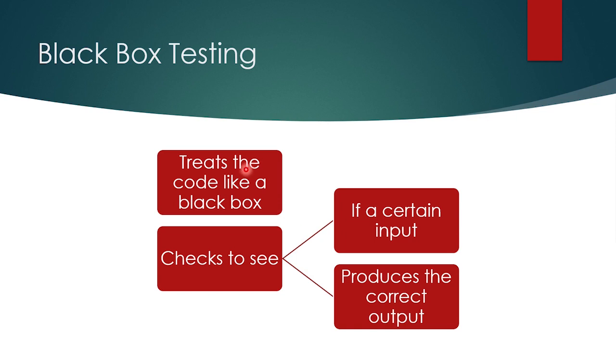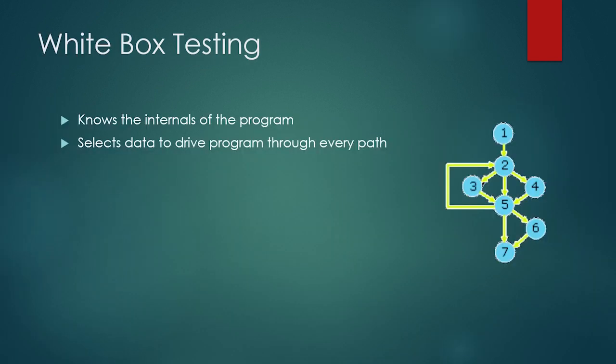So black box testing treats it like a black box, and it checks to see if a certain input produces a certain output. It's basically, I put this in, I get that out, it's correct. If I get something else out, it's wrong. White box testing has a view of the internal structure of the program, and it knows that it comes in and it branches in different directions, and it's got a loop, and it can construct data that drives it through every one of these paths to make sure that the program is thoroughly, completely tested.